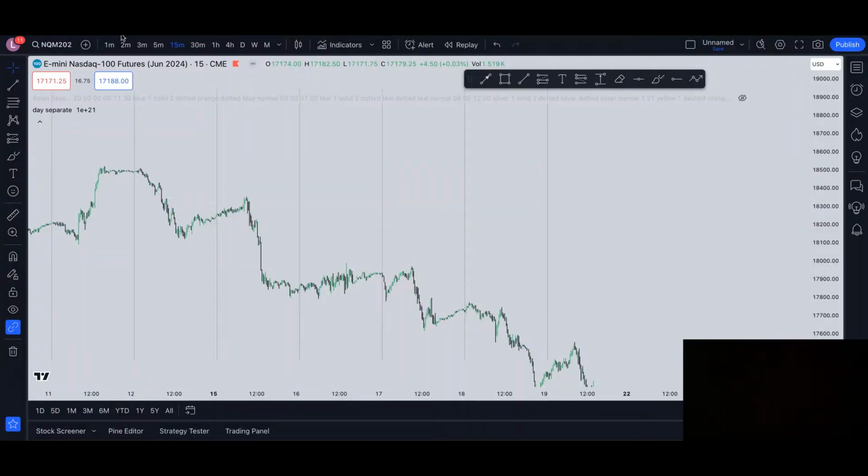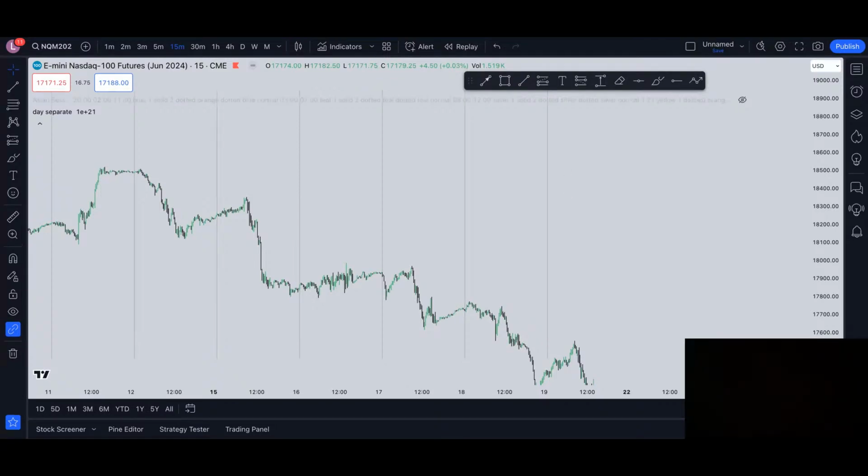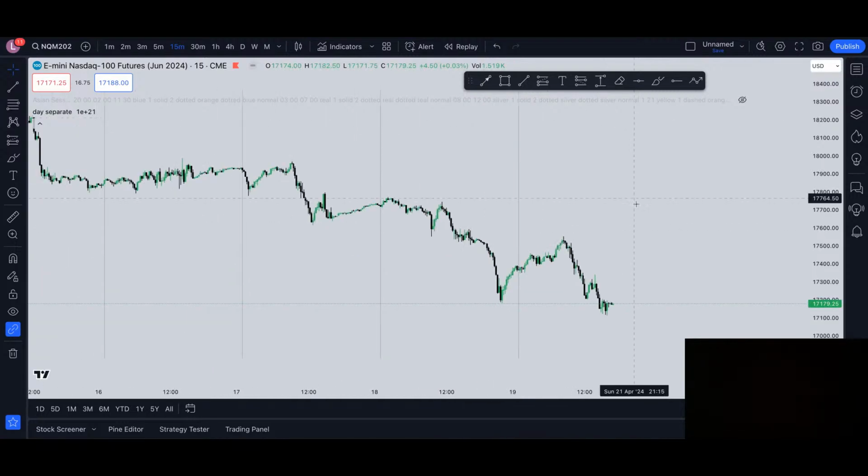And we'll potentially look for the high probability setups on NQ, looking for high probability SMTs with ES. Let's go.